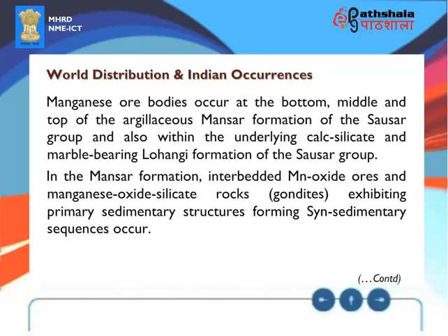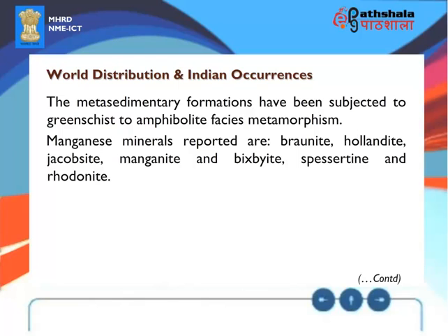In the Mansar formation, interbedded manganese oxide ores and manganese oxide silicate rocks, gondites, exhibiting primary sedimentary structures, forming syn-sedimentary sequences, occur. The metasedimentary formations have been subjected to greenschist to amphibolite facies metamorphism. Manganese minerals reported are braunite, hollandite, jacobsite, manganite, bixbyite, spessartine, and rhodonite.